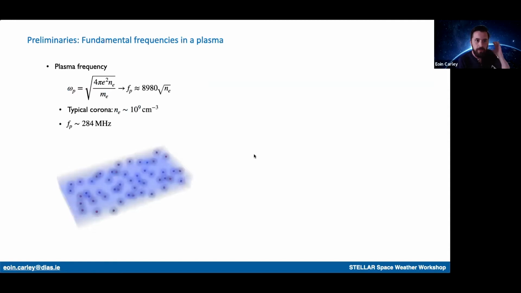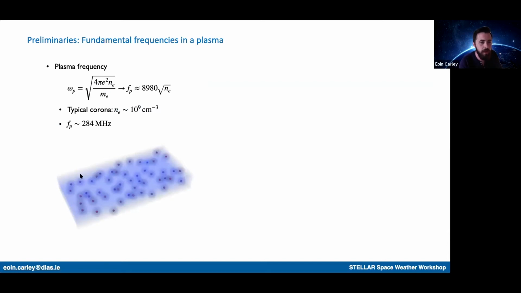Okay, so fundamentals and preliminaries. The first thing we need to talk about is fundamental frequencies that we have in a plasma. If you studied plasma physics or MHD before, you probably will have come across these concepts, but we'll go through them anyway. So the first and probably the most important frequency or oscillation one can have in a plasma, and extremely important for the radio domain, you'll come across this time and again, is the plasma oscillation.